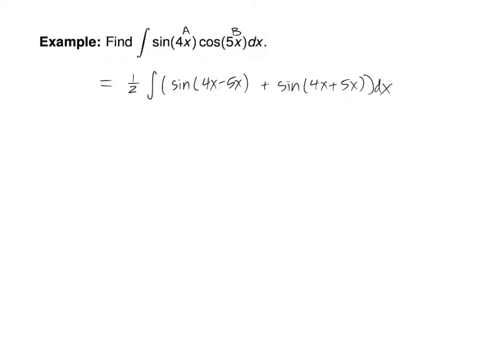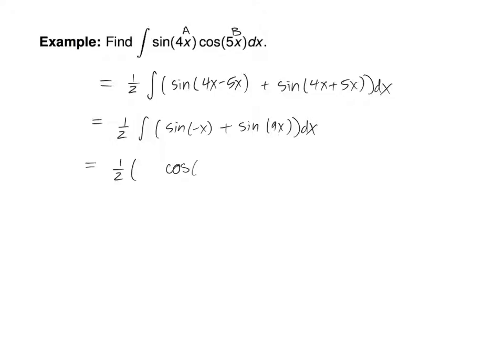Why isn't there one for cosine times sine? Because you can just flip the order. It doesn't matter. Okay, great. So that's 1/2 antiderivative of sine of negative x plus sine of 9x dx, right? Is that good? Okay. So what's the antiderivative of sine of negative x?